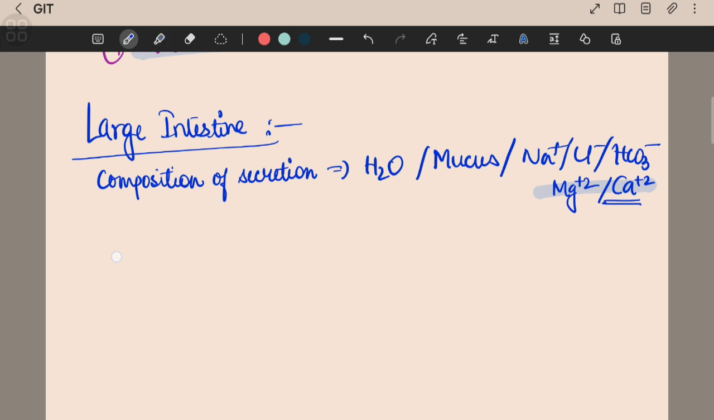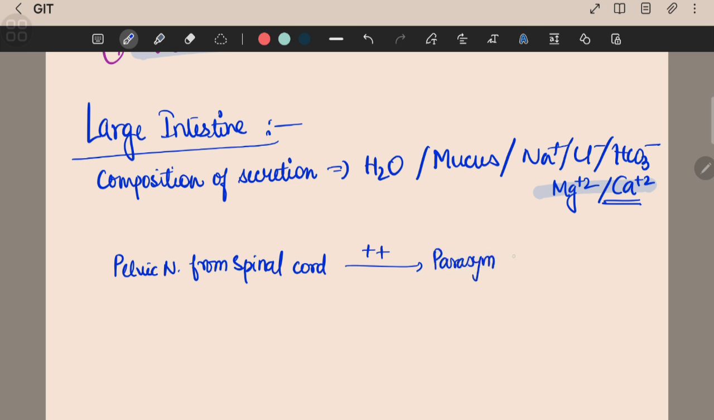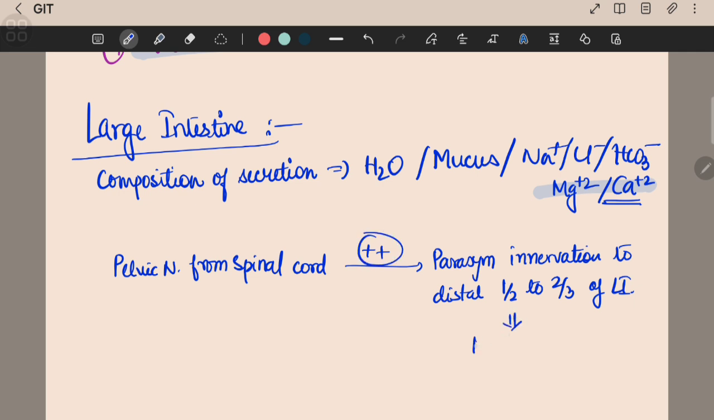Now see the stimulation from the pelvic nerves. The pelvic nerves from the spinal cord, when stimulated, will carry the parasympathetic innervation to the distal half to two-thirds of the large intestine. Okay, and this will cause an increase in mucus secretion. So what will parasympathetic stimulation cause? Increased mucus production will be there.